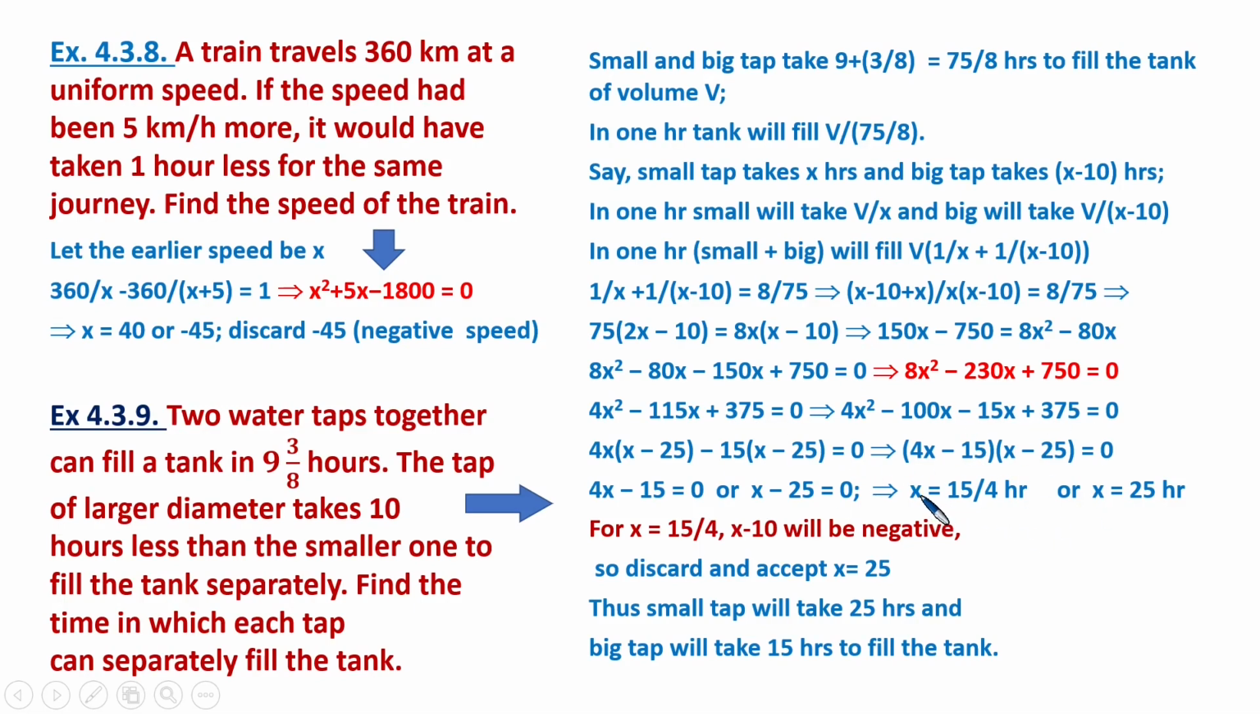So you will have two solutions, x is equal to 15 by 4 hours or x is equal to 25 hours. But for x is equal to 15 by 4 hours, this x minus 10, which is the bigger one, will become negative. So you don't use this. So the small tap will take 25 hours and the big tap will take 25 minus 10, that is 15 hours. The big tap will take 15 hours to fill the tank.